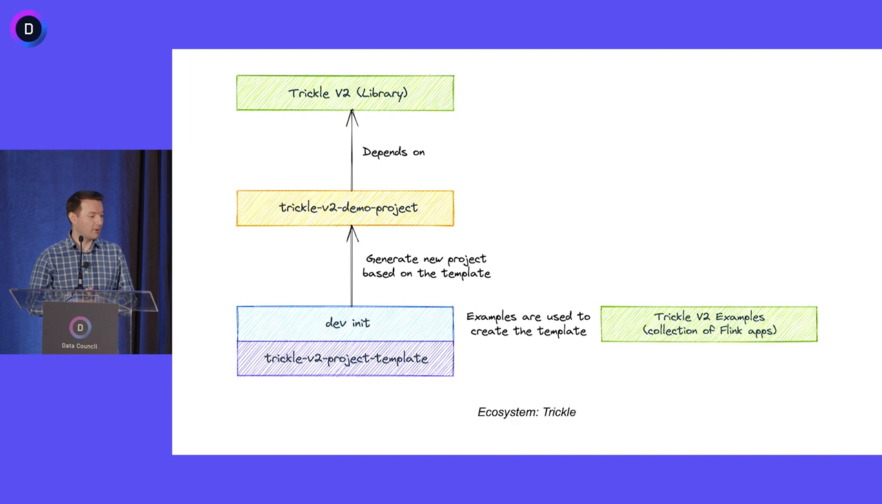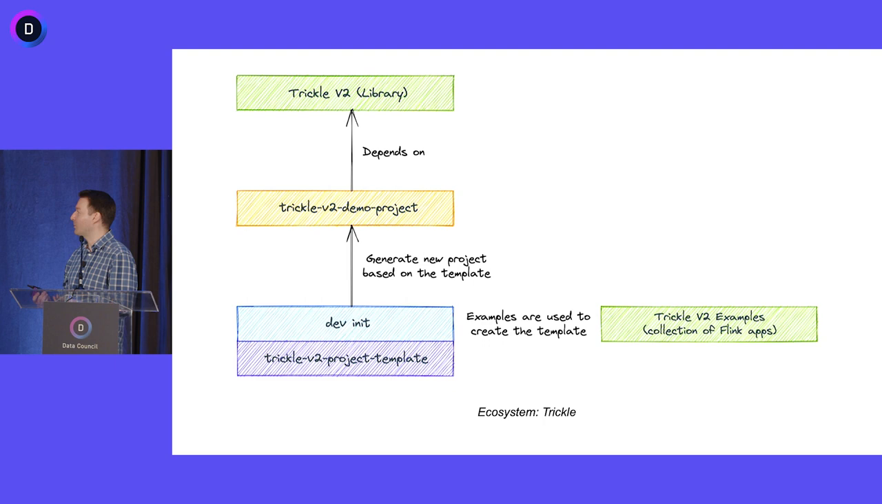The template is integrated with this tool called Dev. When you type Dev in, you get a little prompt that asks a few questions. In the end, you end up with this orange box, which is the project that's generated. That thing is compilable. Again, it has all those batteries included, and you don't need to do much. You just run it.